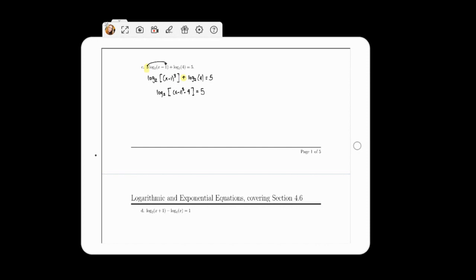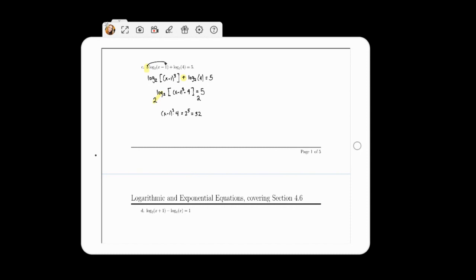The reason I wanted to do that is now I can use the fact that the log function is one-to-one. It has an inverse. I can apply its inverse, the exponential function with base 2, to both sides because we now have cancellation on the left. Therefore, we have the equation (x minus 1) cubed times 4 equals 2 to the 5th, which is 32.